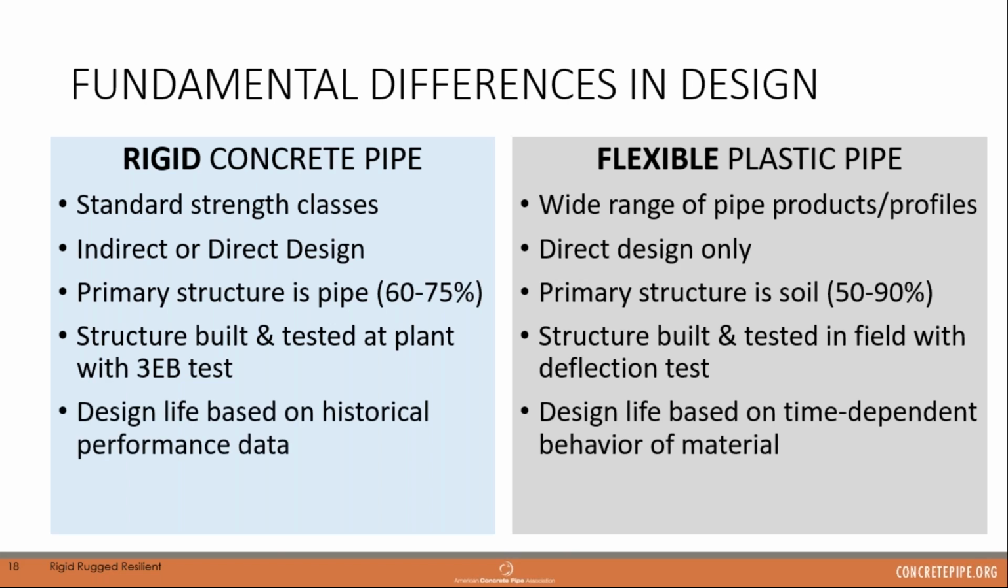And then lastly, and this really isn't something we touched on today, but the expected design life between the two systems is going to be based on different things. For rigid pipe, it's going to be based on historical performance data. We've had our pipe around for quite a while. Flexible pipe, because it's a relatively new material, it's going to be just based on the known time-dependent behavior of the material properties.